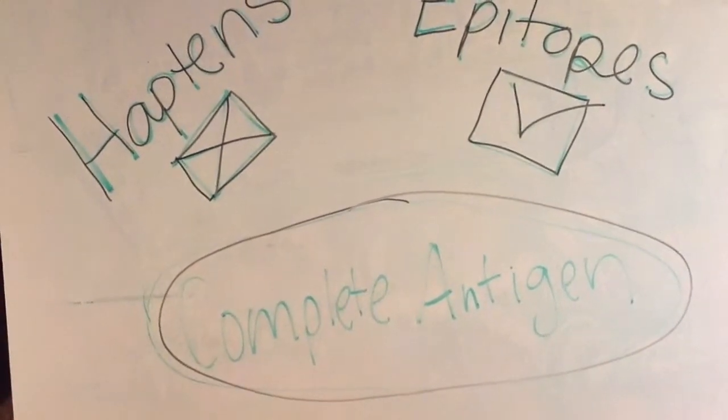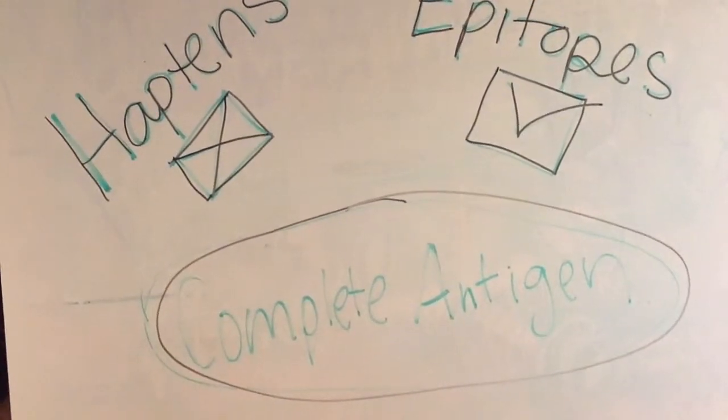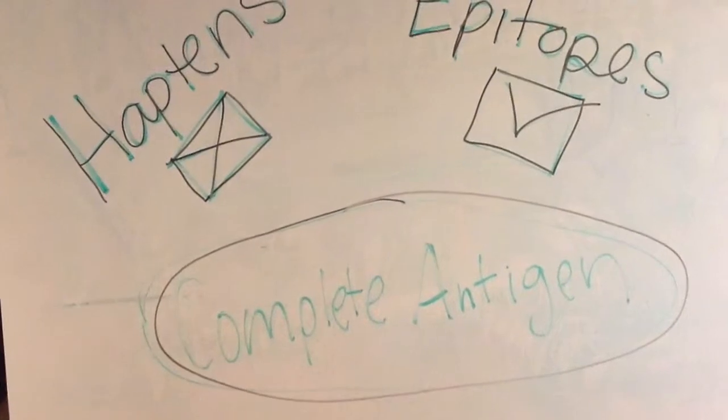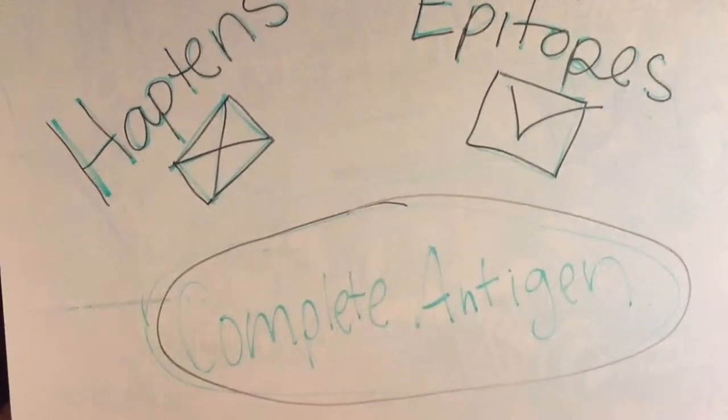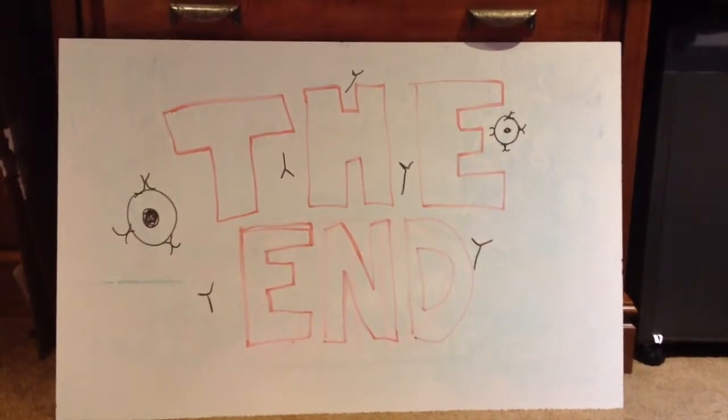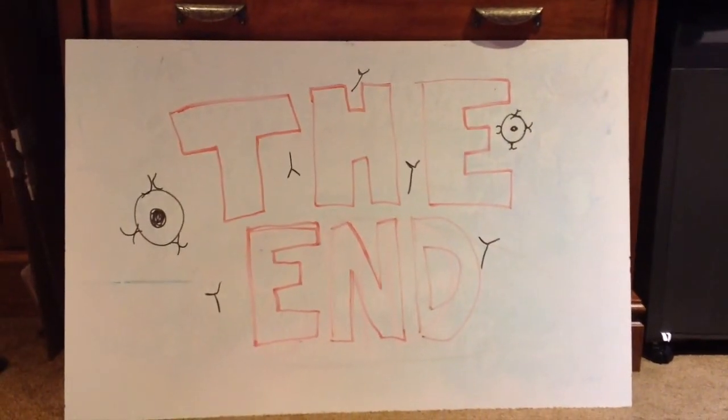Then we have our complete antigen, which induces a humoral or cell-mediated response, has immunogenicity, and interacts with the products of the response. That's all we have for you with adaptive immunity, specifically with antibodies and B cells.